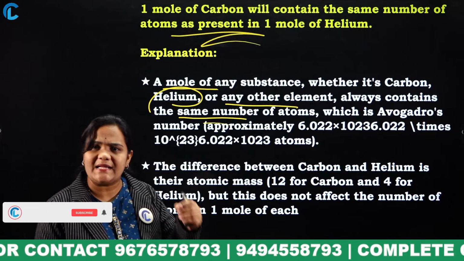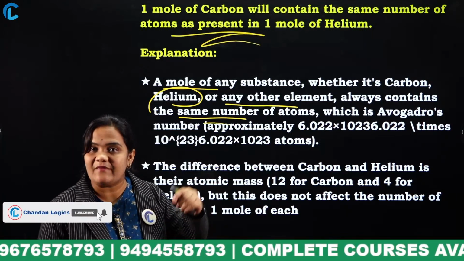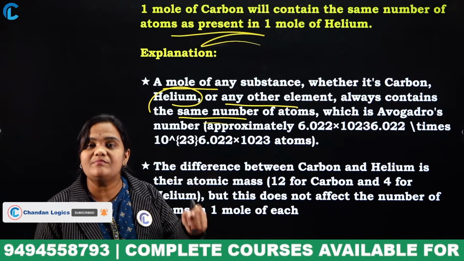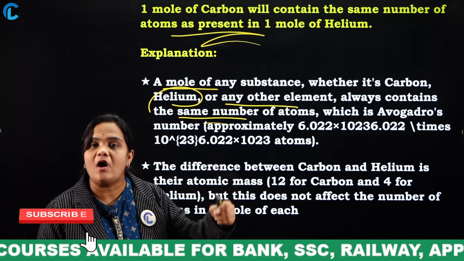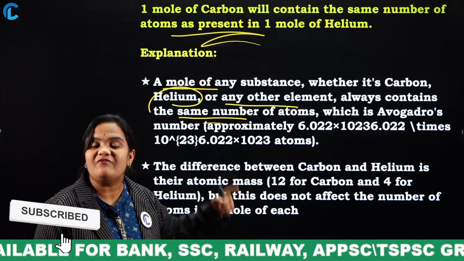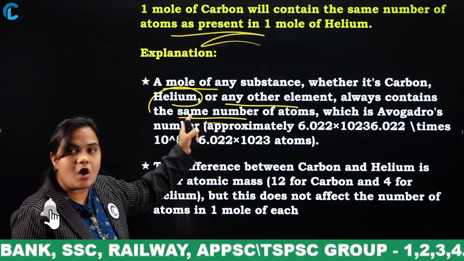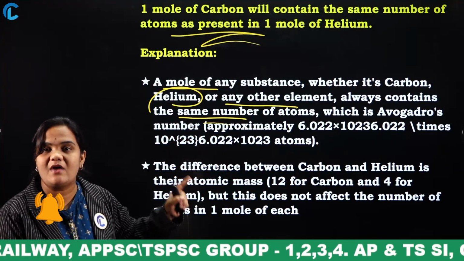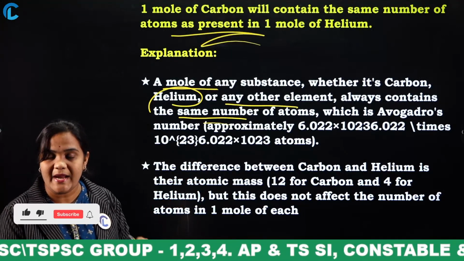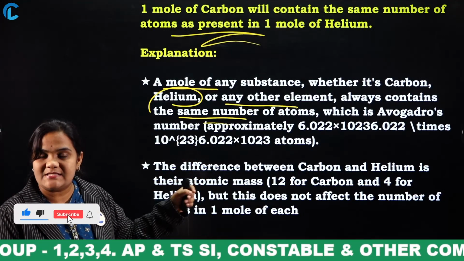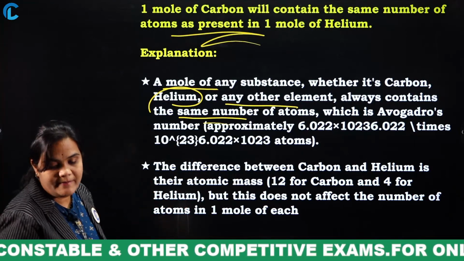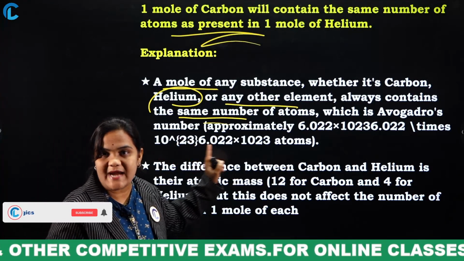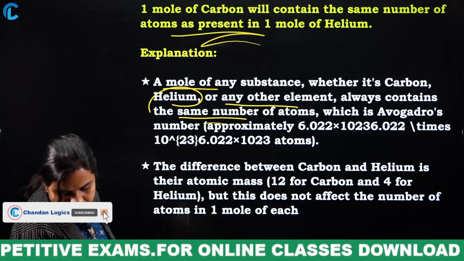They always contain the same number of atoms, as I have discussed before. Atoms cannot be divided, and atoms cannot be destroyed nor created. As per this law, we can say that 1 mole of carbon will contain the same number of atoms as 1 mole of helium. Even though their atomic masses differ, their atoms will not be affected. By this we can say that option 4 is right for this question.